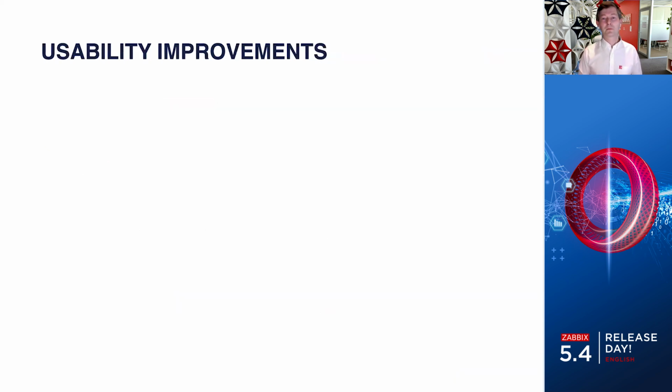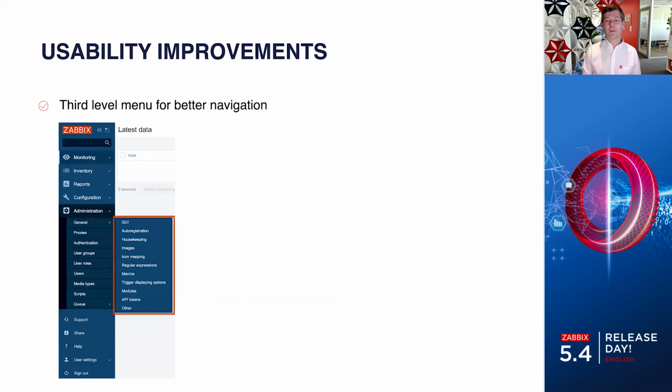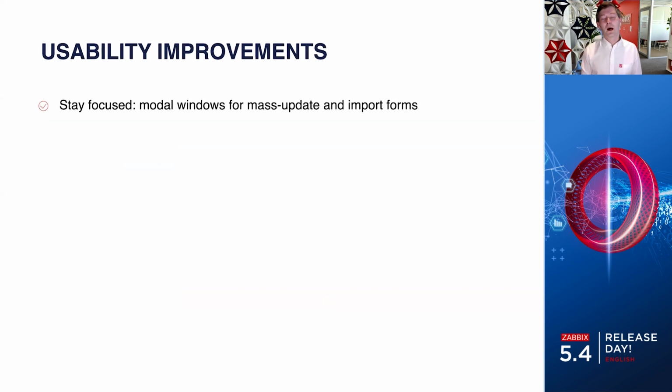What else? We have also introduced a number of usability improvements. And one which will be visible straight away is the third level menu for better navigation. Remember, you go to Administration, General, and it was quite difficult to spot that we have more things to show you, like auto-registration settings, housekeeping settings, images, icon mapping, regular expressions, and so on and so forth. So now we have a third level menu for better navigation. Very nice feature.